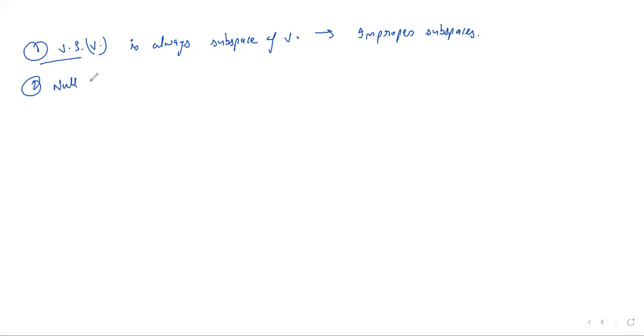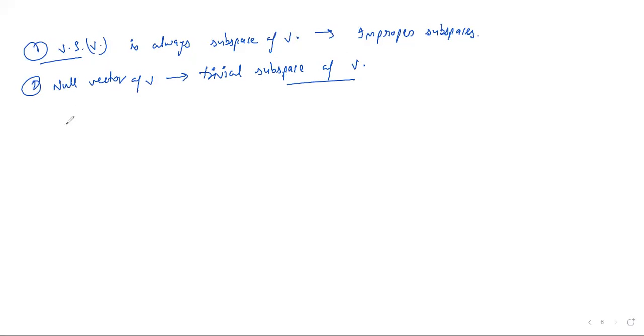The entire vector space V is always a subspace of V, and this is called the improper subspace, because we are considering the whole vector space. Other than this, they are called proper subspaces, except one: the set containing only the null vector of V. That also forms a subspace of V, and it is called the trivial subspace of V.